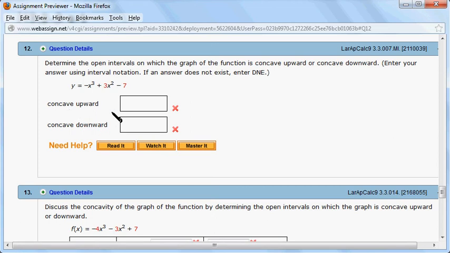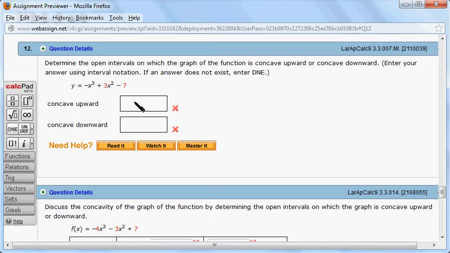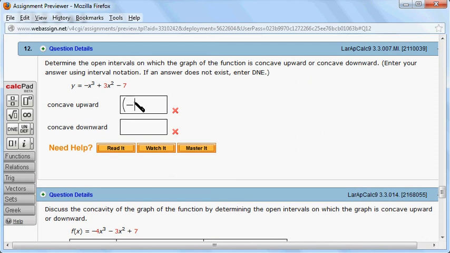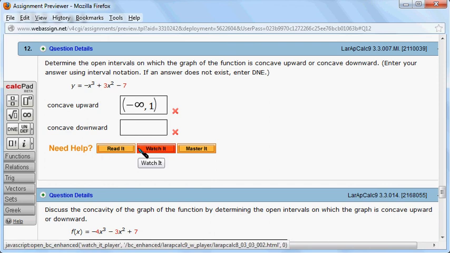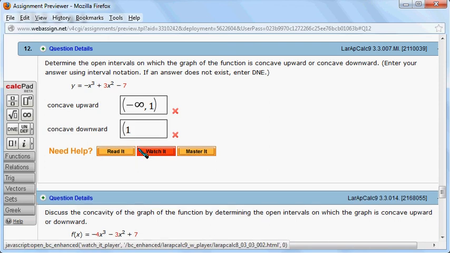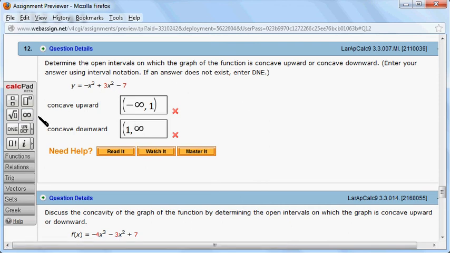It's concave upward on, parenthesis, negative infinity, comma, 1. And concave downward on 1 through positive infinity.